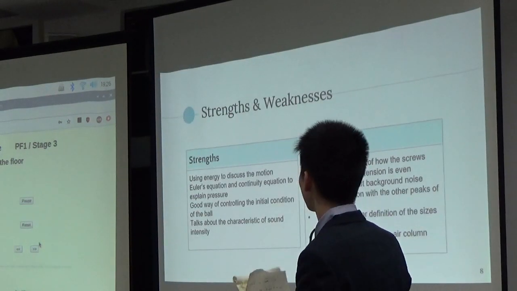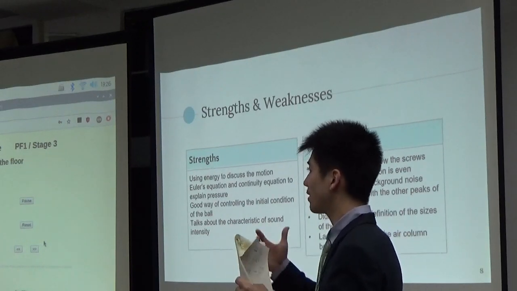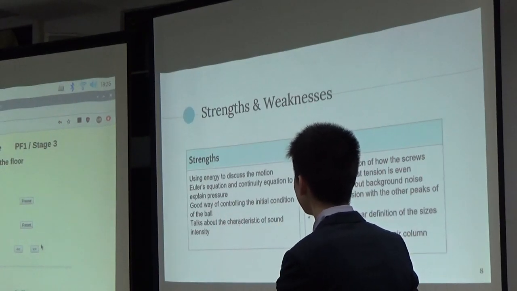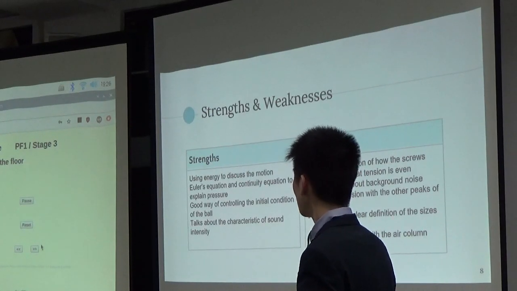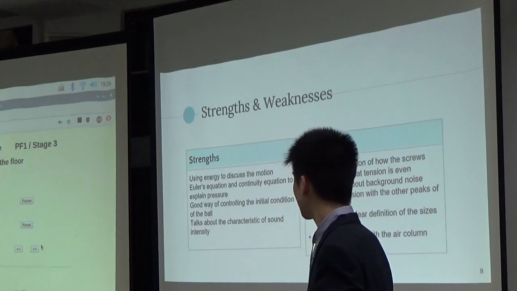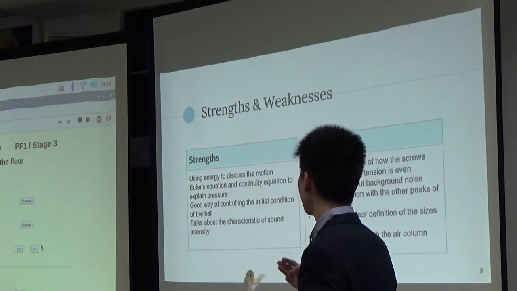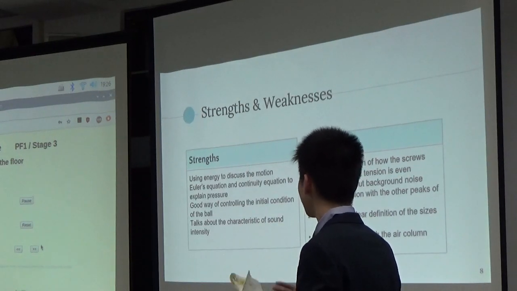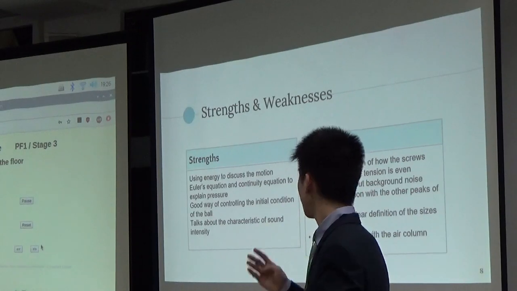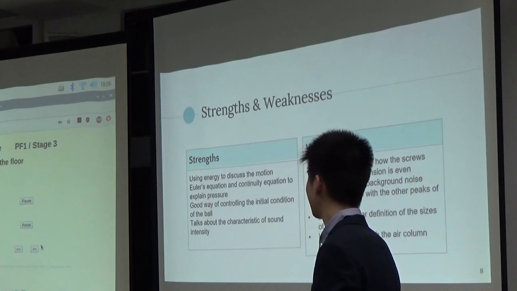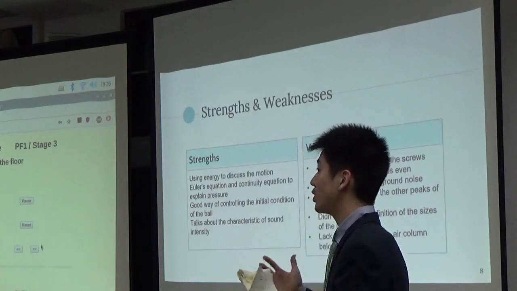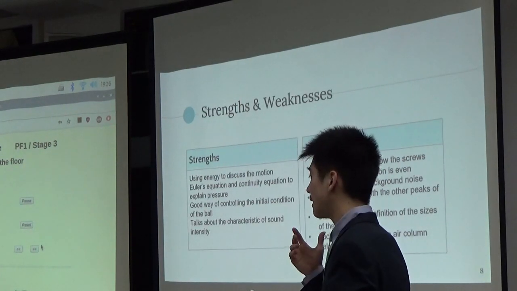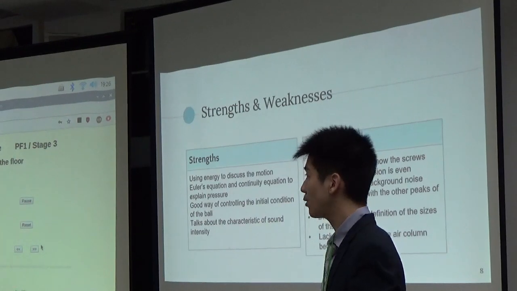Okay, here are the strengths and weaknesses we consider for the reporter. First, for the strengths, they use energy to discuss the motion, and second, the Euler equation and continuity equation to explain the pressure. And third, a good way of controlling the initial condition of the ball. And fourth, they talk about the characteristics of the sound intensity, and they use intensity to explain the sound characteristics.